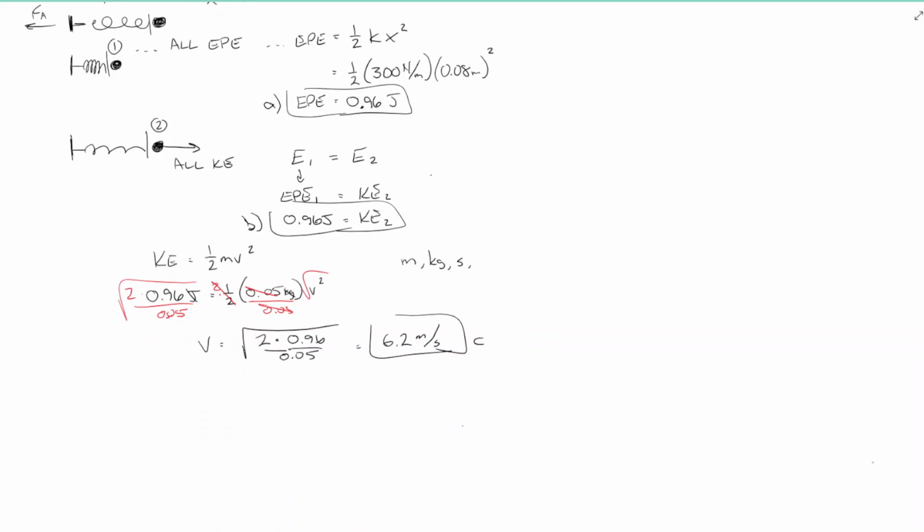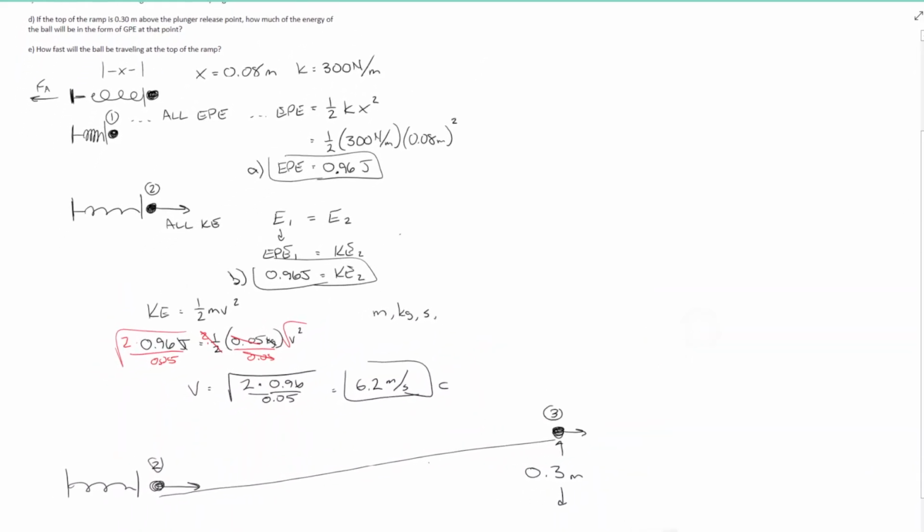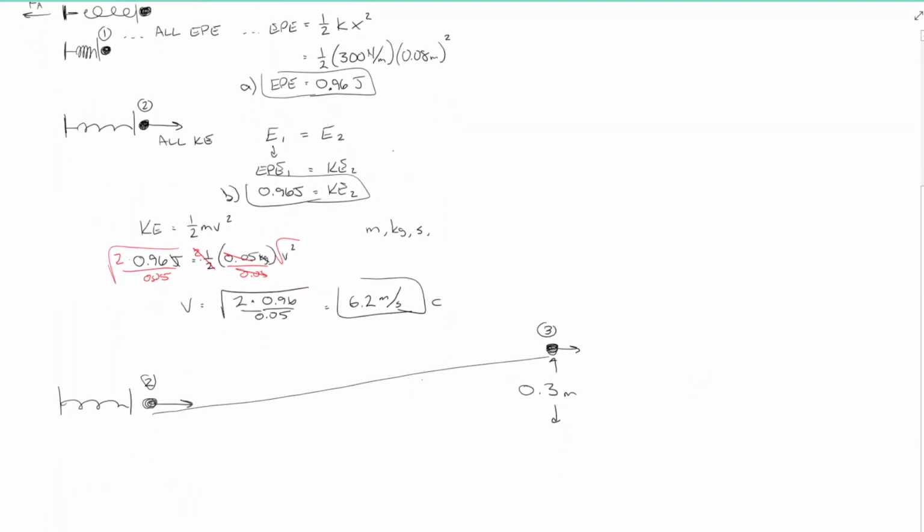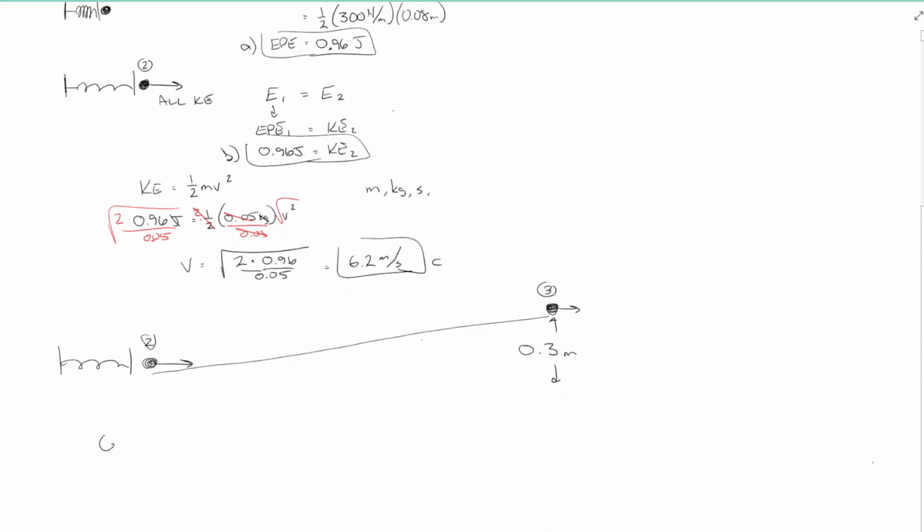So in part C, you have this ball now has left the spring. It has velocity, and it's going to move up a ramp, right? And we know that the height of the ramp is 0.3 meters from here to here. And this ball is going to be now located here, probably still moving. So if this is position 2, let's call this position 3. It's helpful to label these positions, right? And for part D, they want to know, well, how much energy is in GPE here? So really, D is asking for what is the GPE at position 3?